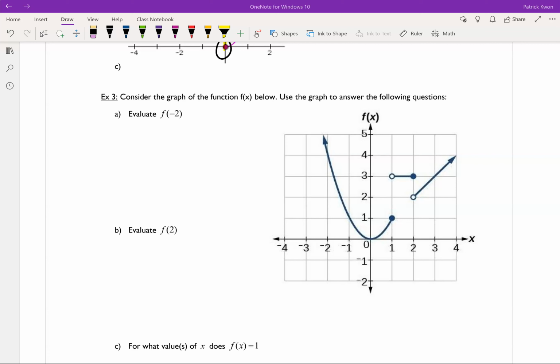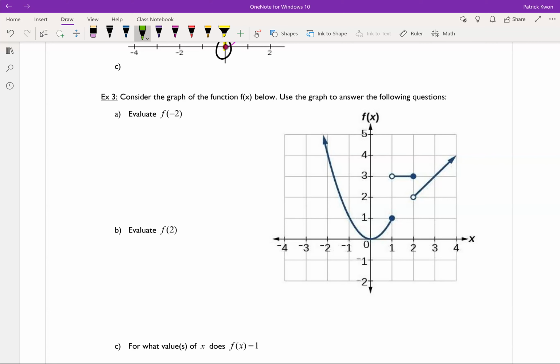Example 3 says, consider the graph of the function f of x below. Use the graph to answer the following questions. Evaluate f of negative 2. All that means is that if this were like the vending machine example, if you punched in the code -2, what snack would pop out?